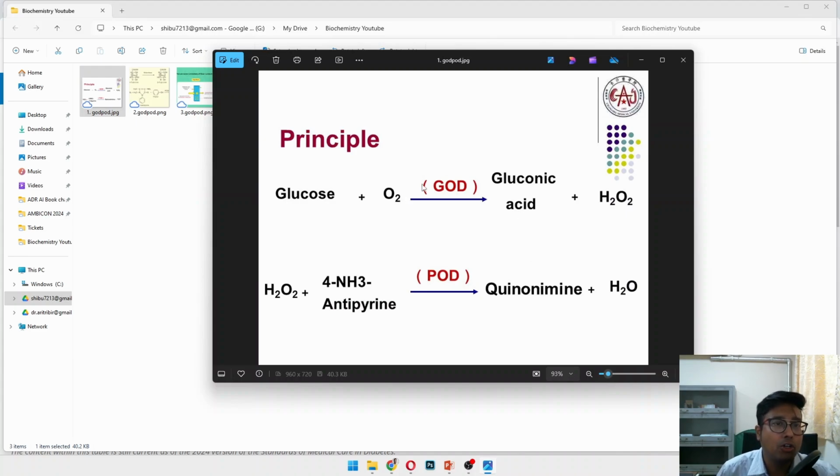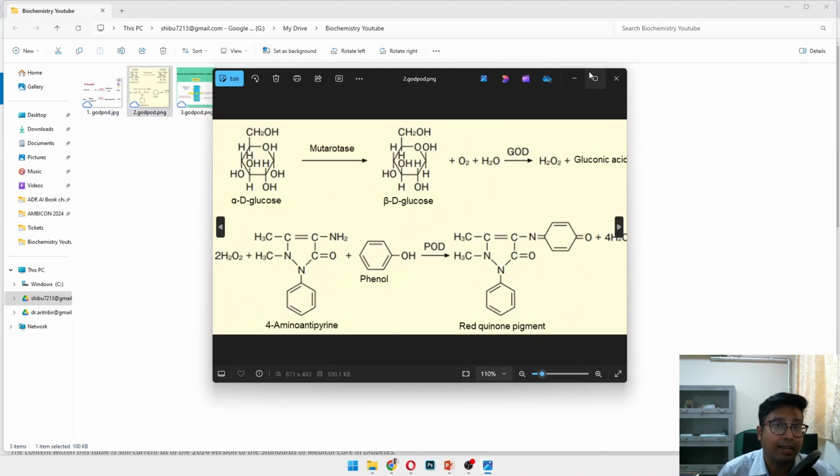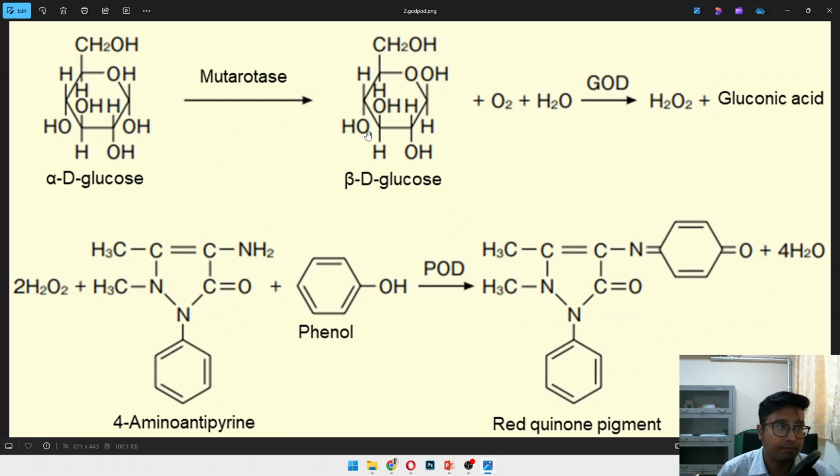Other than GOD-POD, there is also another enzyme, that is mutarotase. So this is actually the complete reaction. Alpha D glucose gets converted to beta D glucose first, because glucose oxidase can only work on beta D glucose. So this is mutarotation. The examiner might ask you the phenomenon of mutarotation. From there, they can go into isomerism, anomerism, all those things, because alpha and beta are anomers, right?